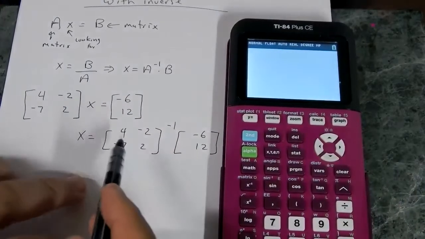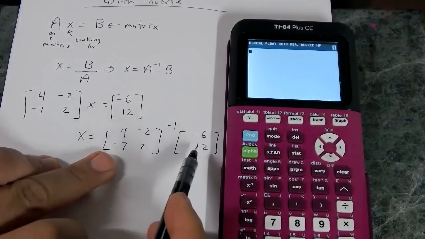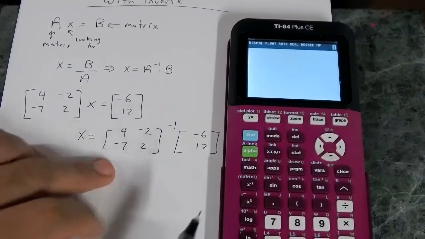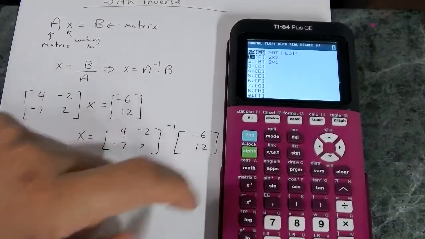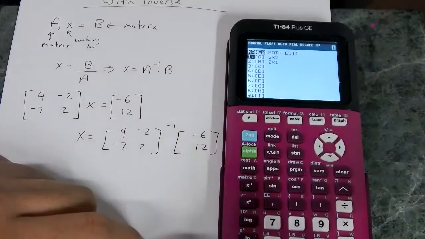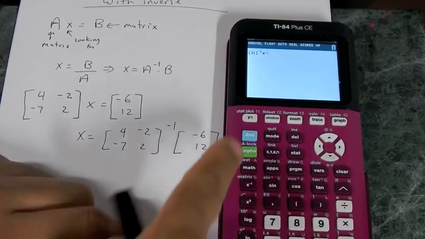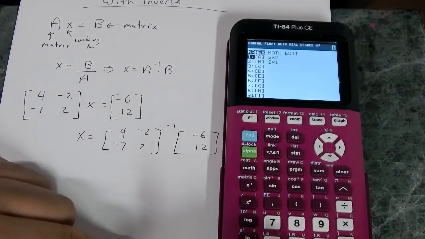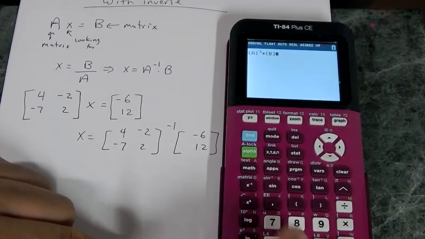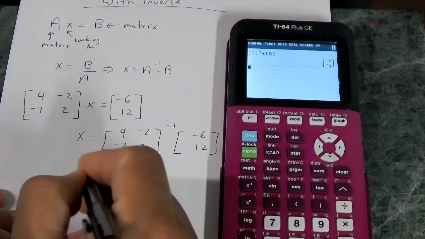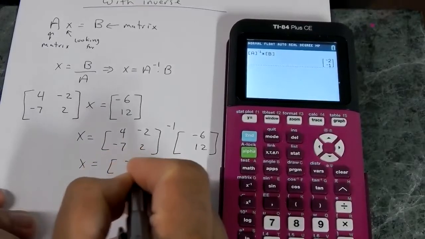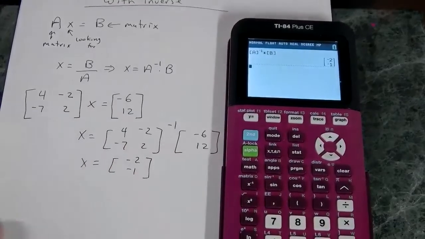So we want the inverse of the first times the second matrix. So I'm going to do second matrix, recall the first one, and say inverse times the second matrix. I just pushed the number 2 for matrix, or you can scroll down to whatever. And here we go. Your solution should be -2 and -1.